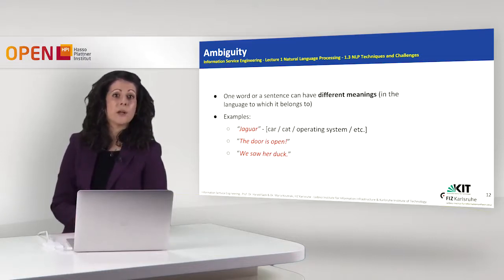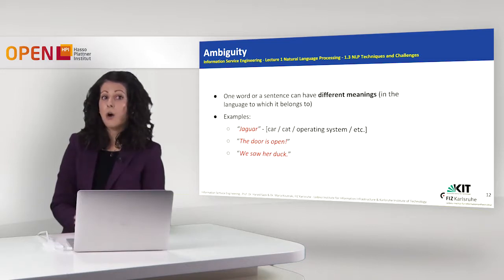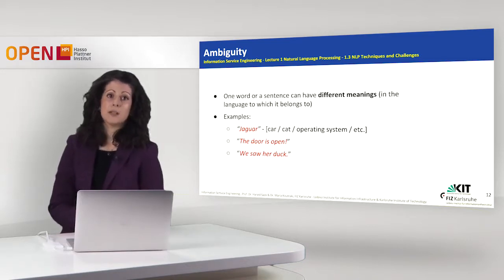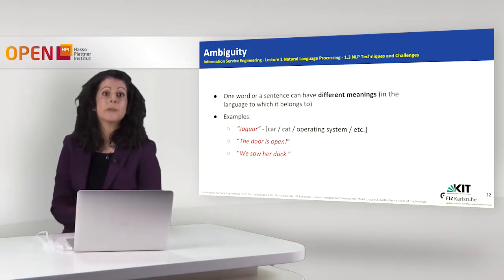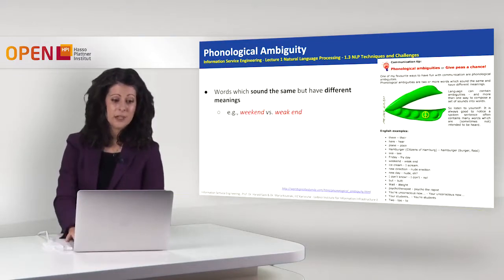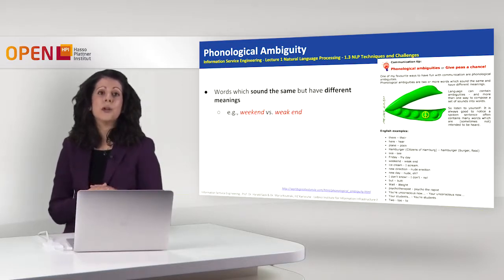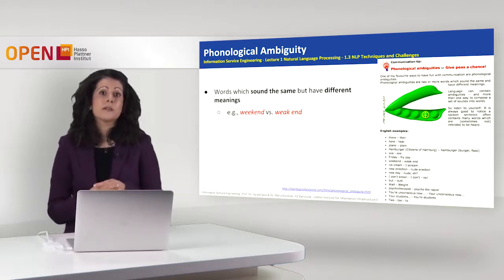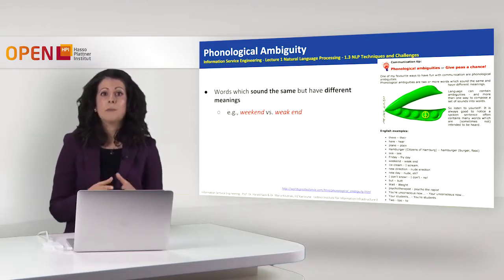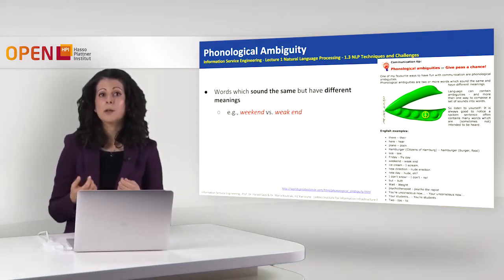Or then again we have an ambiguous sentence like the door is open. Which door do I refer to? We don't know, it is ambiguous. Or we saw her duck. What does it mean? That we saw her animal, her pet, or we saw her dive? Again, ambiguous. And there are different categories of ambiguity. The first is called phonological ambiguity. Here the idea is that words which sound the same might have different meanings. For example, we have the word weekend and the words week end.